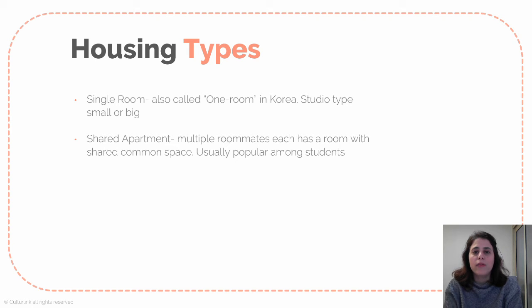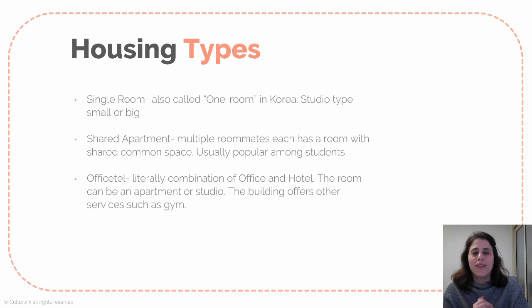Also in Korea we have what is called an officetel, which is the combination of office and hotel. The rooms can be similar to apartments or one-room studios. And usually in an officetel, you will have services that the building provides. So it can be the gym or it can be parking. You will have your mail service, etc.